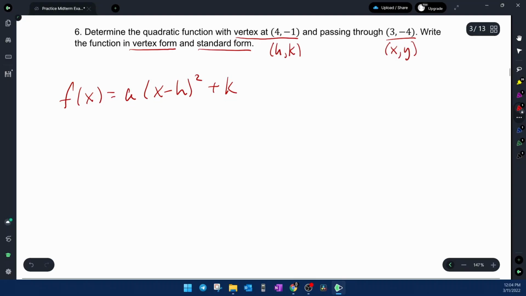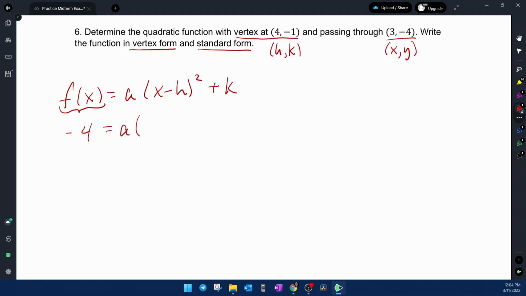All right, here we go. Remember, f of x is y, and I do have a generic y, which is negative 4. A, we don't know. X comes from the generic ordered pair. X is 3. H comes from the vertex. And so does k. And now we can solve for a.